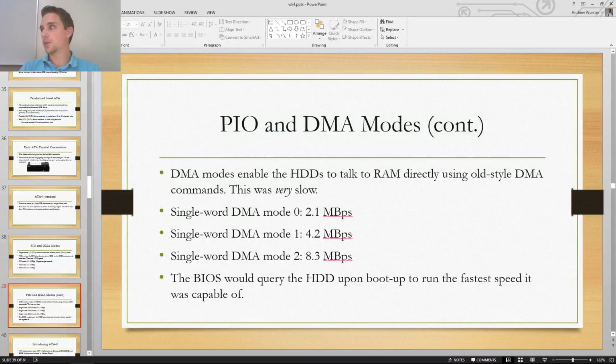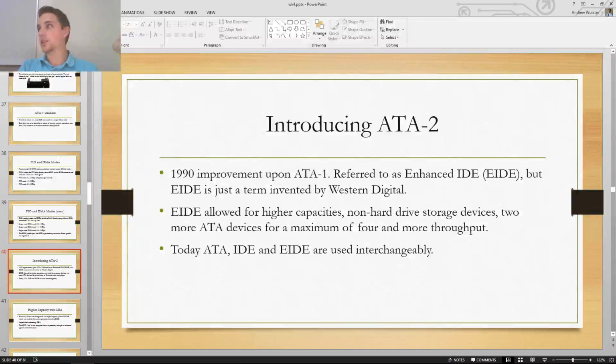ATA2, developed in 1990, was referred to as EIDE, but it's really just a marketing term coined by Western Digital. All it is saying is, this is IDE, but it's a little better. EIDE allowed for larger capacities and non-hard drive storage devices. What they mean by that is things like zip drives, DVD drives, floppy drives, whatever else you can think of.